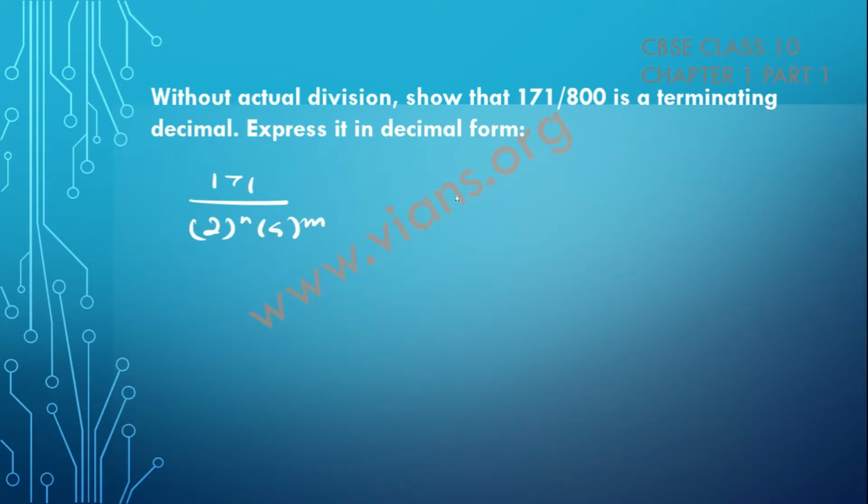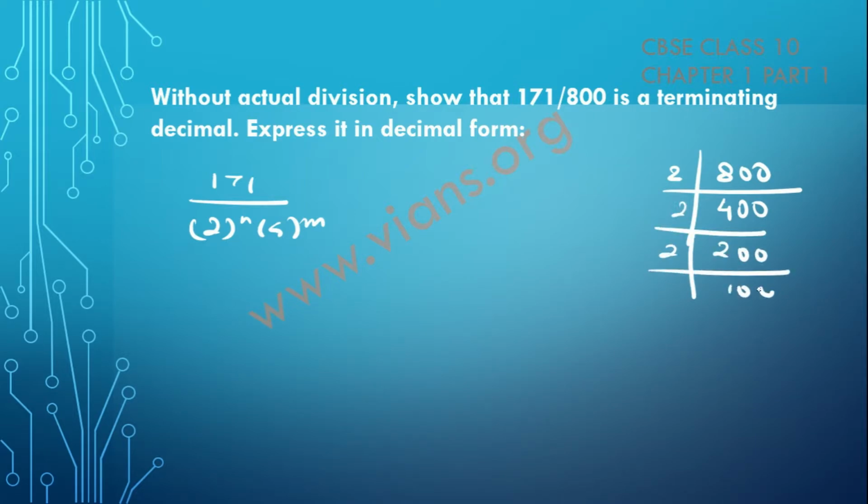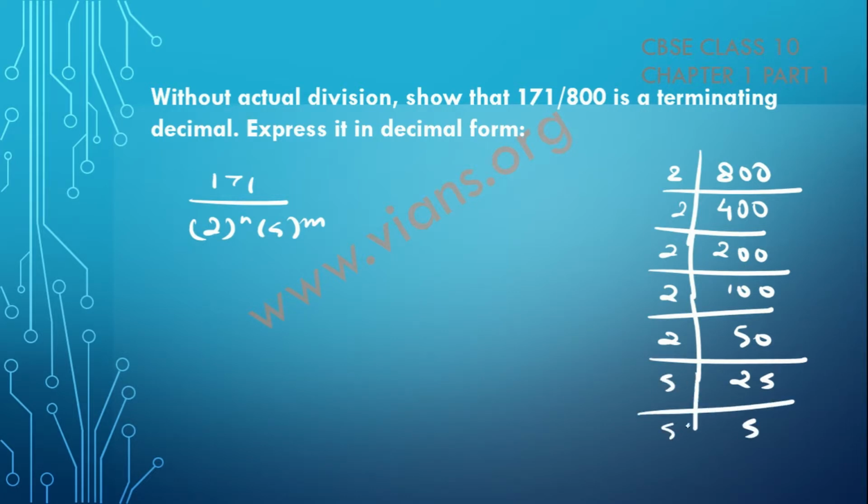So now let's prime factorize 800 and see what the factors of 800 are. It's ending with 0, so it has 2 as its factor. Again ending with 0, so 2 as its factor. Again 2, again 2, and again 2. And then it's 5, so it's 5 factor, and 5 again.